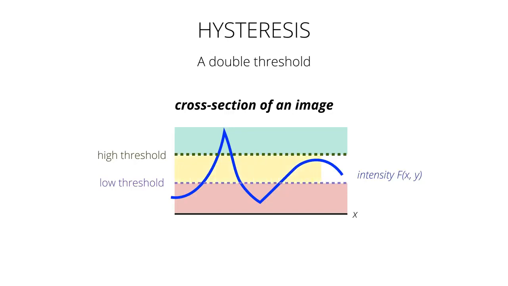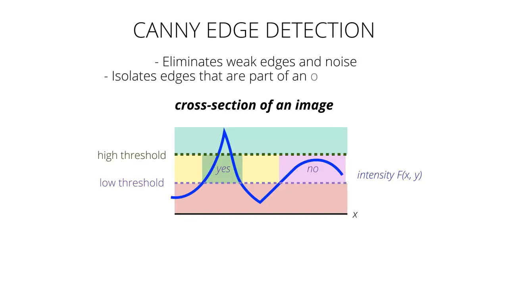But an edge whose strength falls in between this low threshold and the high threshold will be kept only when it's connected to another strong edge. This way, Canny eliminates weak edges and noise, and isolates the edges that are the most connected and therefore most likely to be part of an object boundary. And because Canny emphasizes important edges, we'll see that it's very useful in boundary and shape detection.